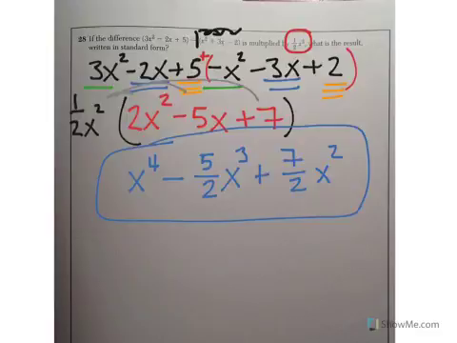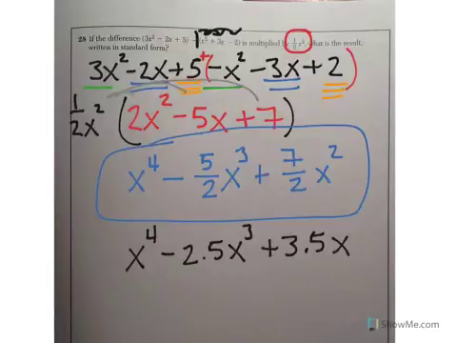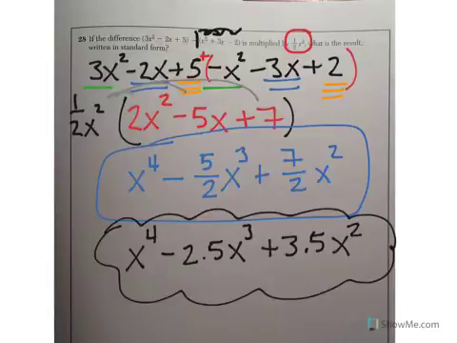If you prefer decimals, your answer would look like this: x to the 4th minus 2.5 x cubed plus 3.5 x squared. Either answer is acceptable, okay? Either or.